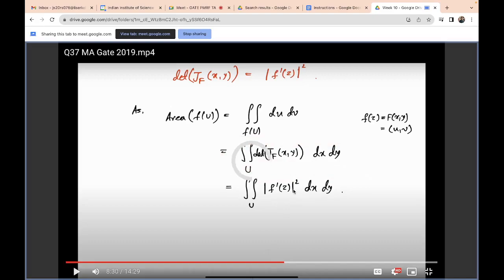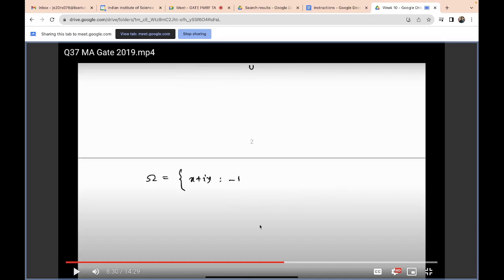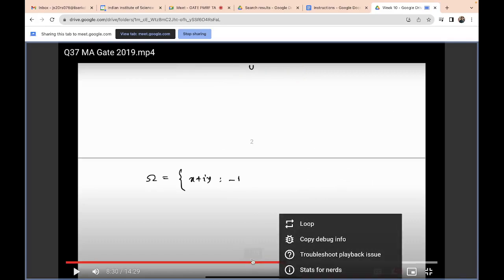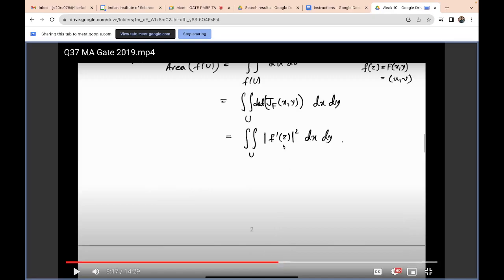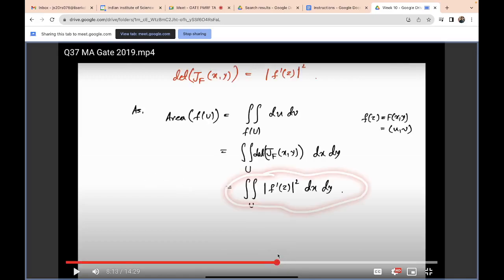What will be f dash z? In terms of complex, it will be e to the power z, and if you take the mod, it will be e to the power x, because e to the power iy has modulus 1. So squared, it will be e to the power 2x. So simply from here we will get e to the power 2x dx dy. You can also use this, because there is no need to go to the real variable if you do not want to. But here we have to find f dash z.